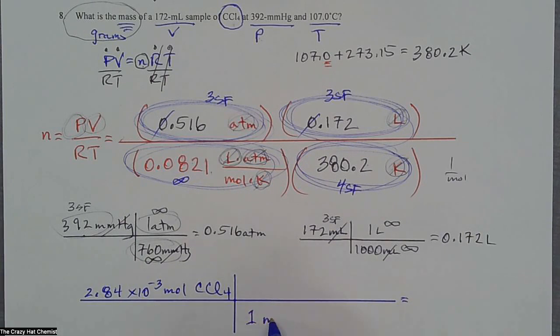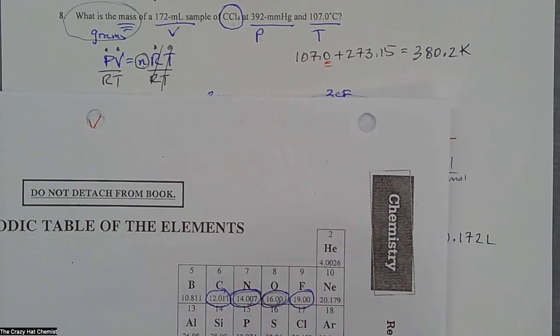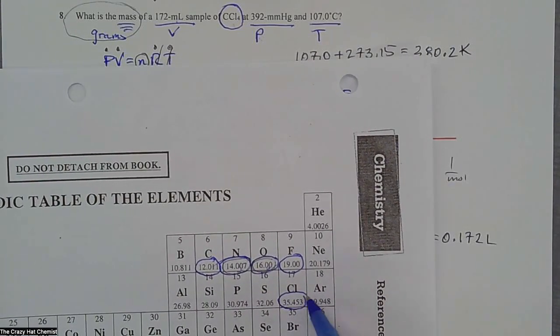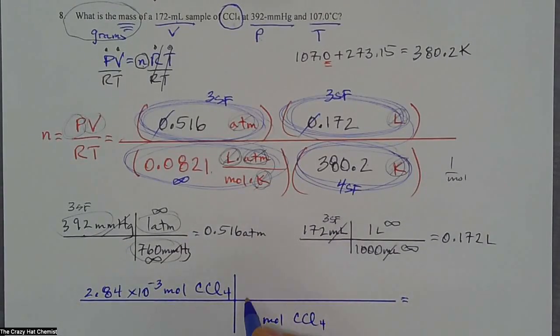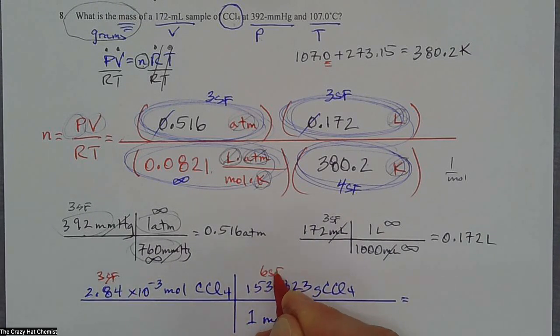So 1 mole of carbon tetrachloride. And now we need to calculate the molar mass of carbon tetrachloride. So 1 carbon, 12.011, plus 4 times 35.453. And both of these have 3 decimal places. So I'm going to have 3 decimal places for carbon tetrachloride, and that's 153.823 grams of CCl4. Right, I have 3 significant figures here. I have 6 significant figures here. I have an infinite number of significant figures because that's a definition.